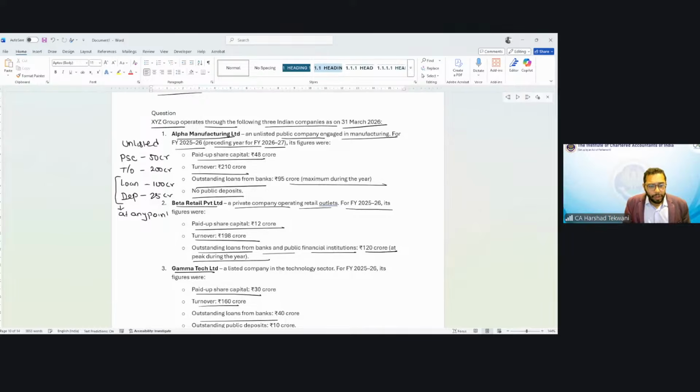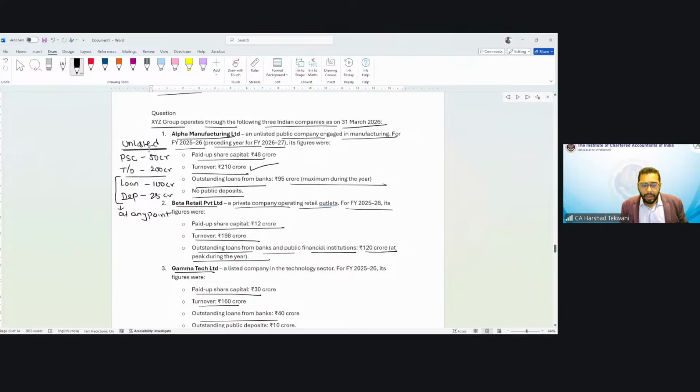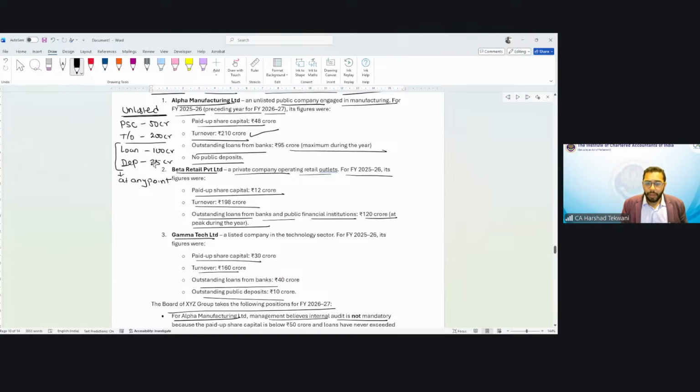Now, in this scenario, if a public company satisfies any condition out of these, internal audit is applicable. So if turnover exceeds 200 crores, which is the case, internal audit is applicable. Clear for the unlisted? Yes, sir. Okay. Now let's go to Beta Limited.